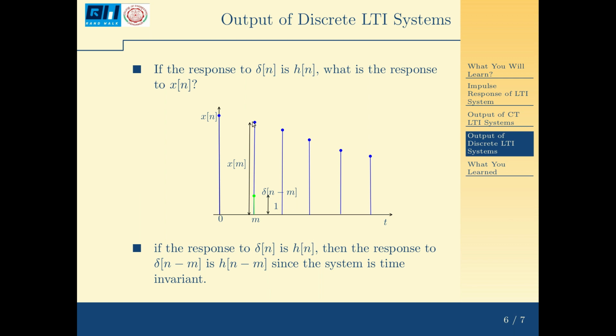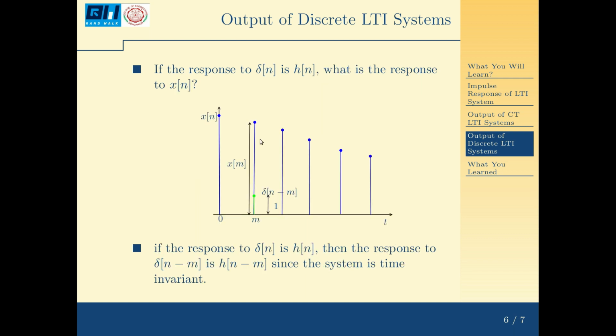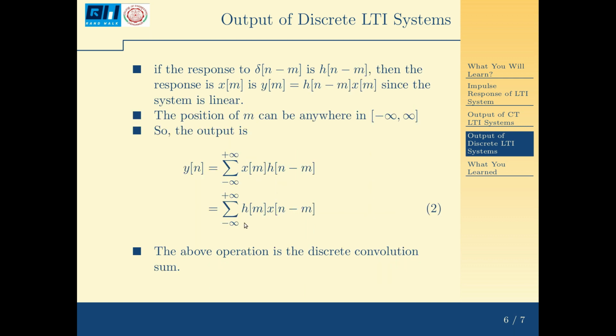Now this impulse has a height of x[m]. This is my discrete input x[n]; the blue dots are my input. So this input has a height of x[m] there, and the response to x[m] will be x[m] h[n minus m]. The position of m can be anywhere from minus infinity to infinity at any discrete interval. So the total response output will be the sum from minus infinity to infinity of x[m] h[n minus m]. That is the same as the sum over m from minus infinity to infinity of h[m] x[n minus m].